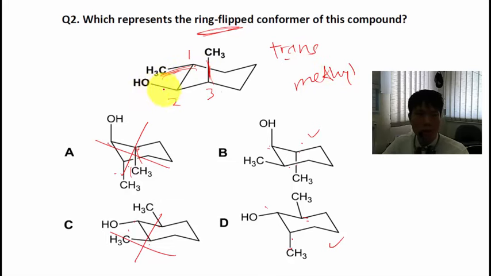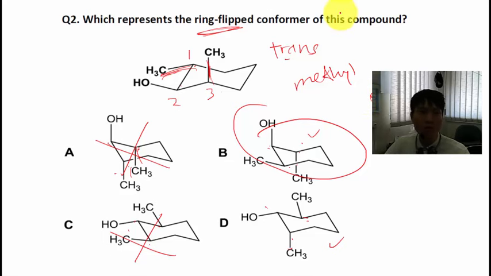We also notice that the OH changed from equatorial to axial after the ring flip, because ring flip says that whatever is originally axial becomes equatorial, and whatever was previously equatorial becomes axial. You see, so OH must be axial now. Ta-da! B. That's it.